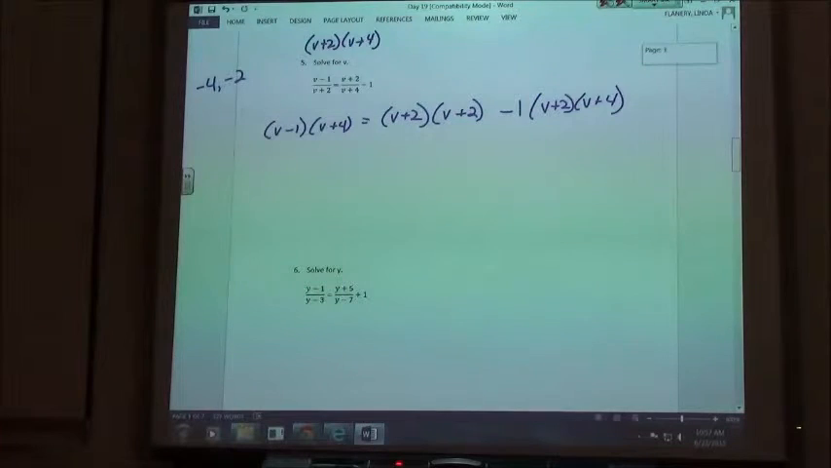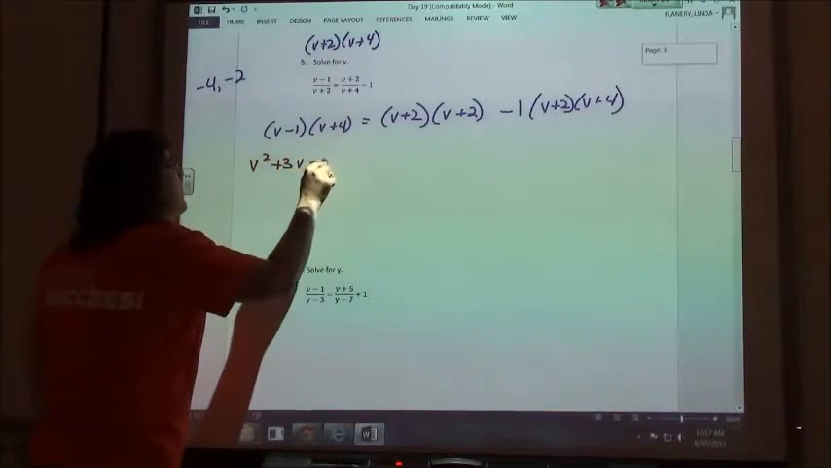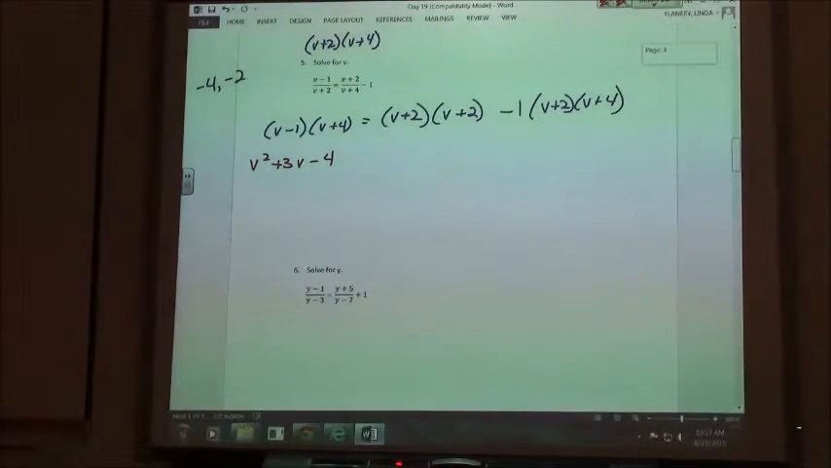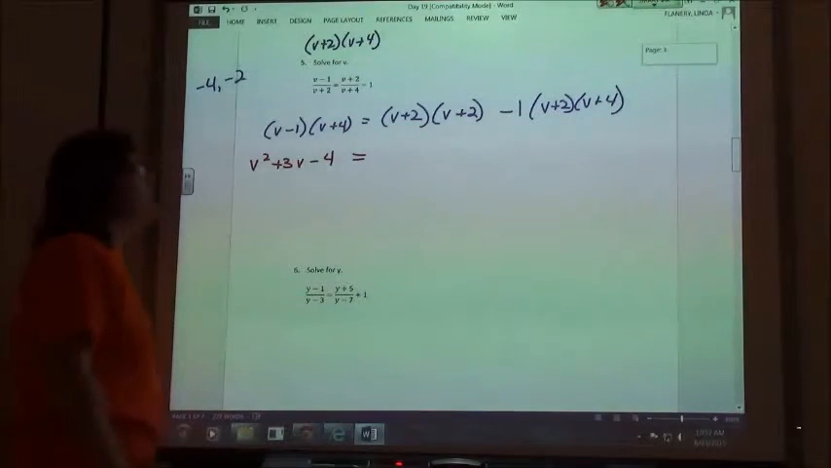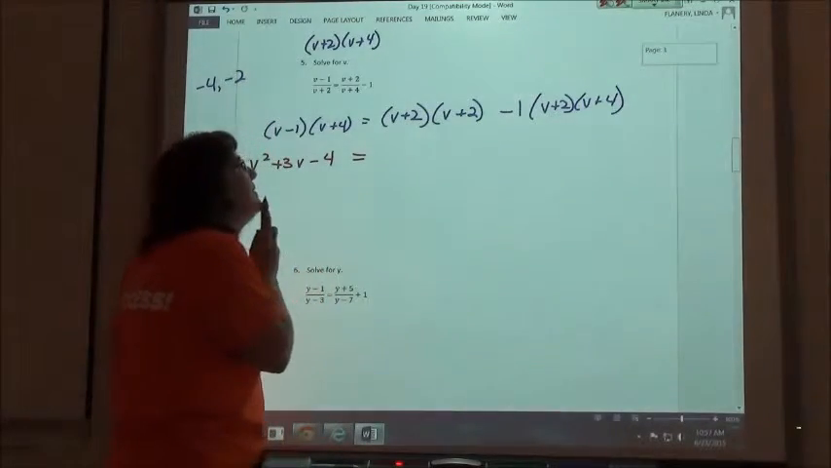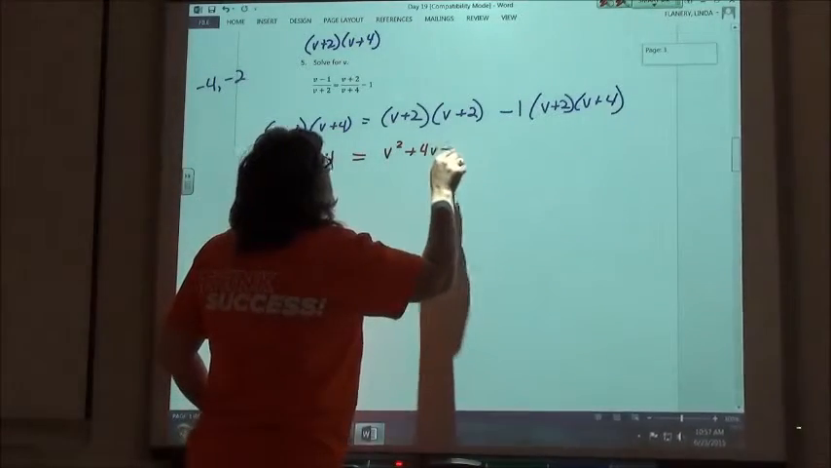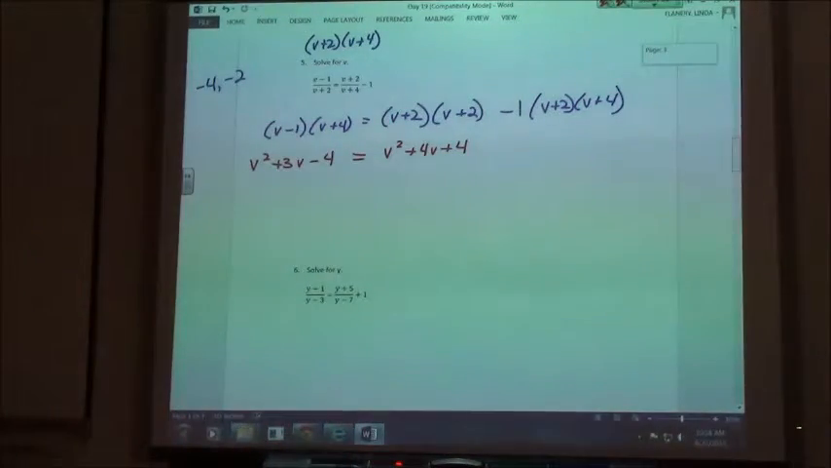So foiling that first one out, what would I get when I multiply that all out? V squared plus 3v minus 4. On the other side, if I multiply v plus 2 times v plus 2, I get v squared plus 4v plus 4.